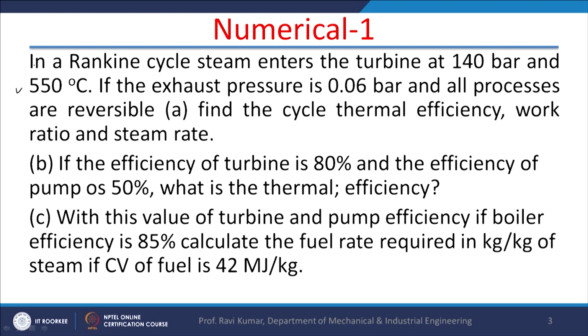Now the third one is: with this value of turbine and pump efficiency, if the boiler efficiency is also 85%, calculate the fuel rate required in kg per kg of steam if the calorific value of the fuel is 42 megajoules per kg. So 42 megajoules per kg is typically the calorific value of diesel, so the boiler is oil based, a furnace oil based boiler. We will start with this.